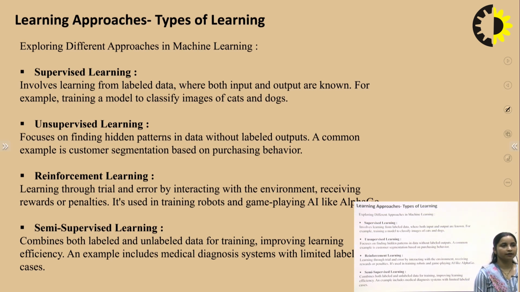Then comes reinforcement learning. In reinforcement learning, the system learns through trial and error by interacting with the environment, receiving rewards or penalties. It's used in training robots and game-playing AI like AlphaGo. So, in reinforcement learning you have an agent, you also have an environment, and you have rewards. Rewards may be both positive and negative. So it is used in training robots and game-playing AIs.